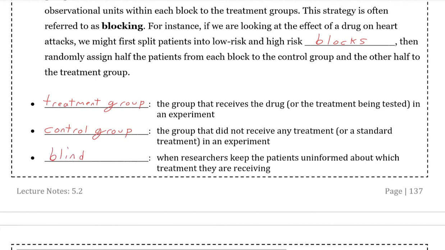We also have the concept of blindness. When we talk about blind, we mean that researchers keep the patients uninformed about which treatment they are receiving. It can be a potential issue with confounding variables if the patients are aware of whether they are in the treatment group or the control group.